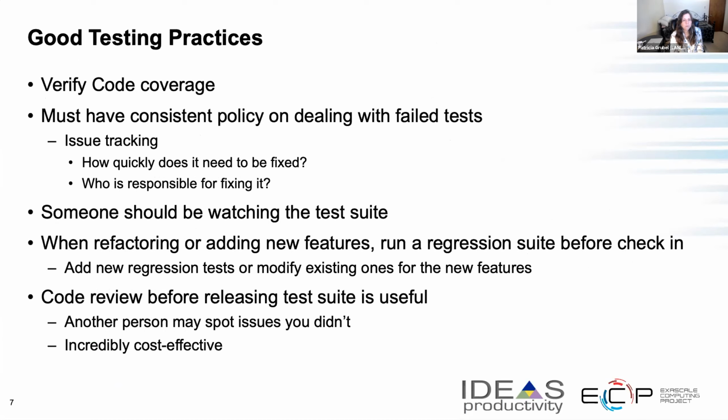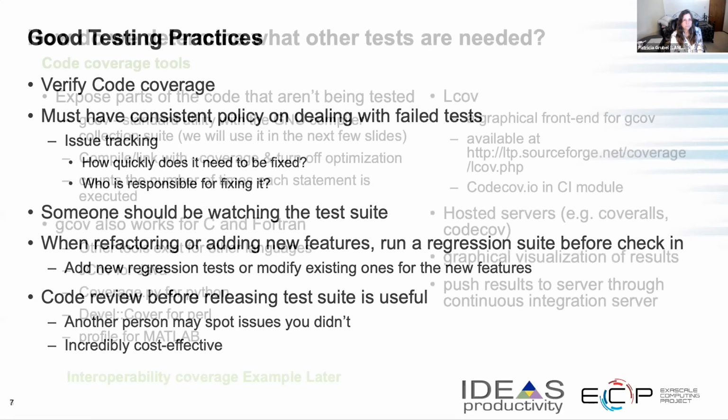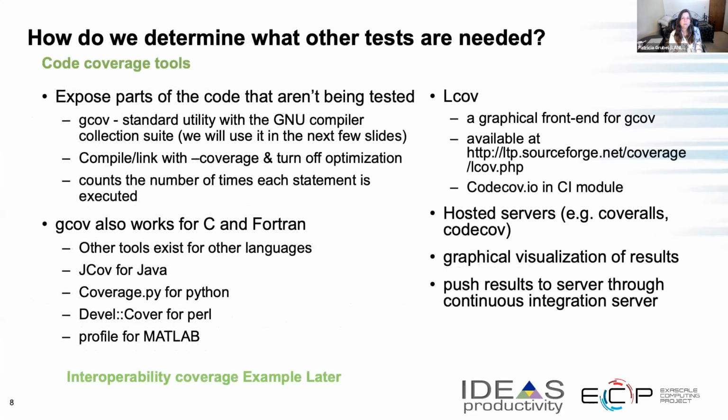Another thing that sometimes is overlooked is to test your test code also, and you might want to make sure you do code review before you release test suites. Always having another pair of eyes on any kind of code change in your test suite is really cost effective. And then there are other test ideas. We talked about code coverage. One of the examples is using gcov, which comes along with your GNU compilers.